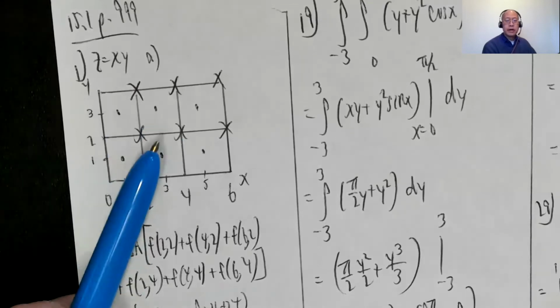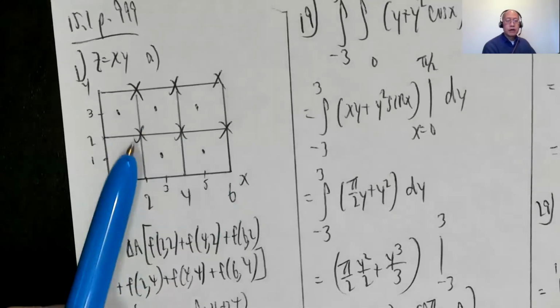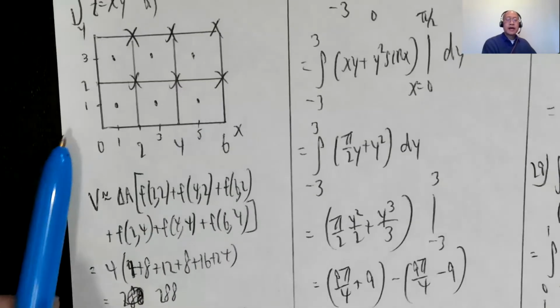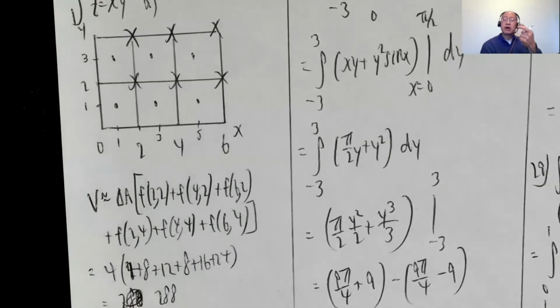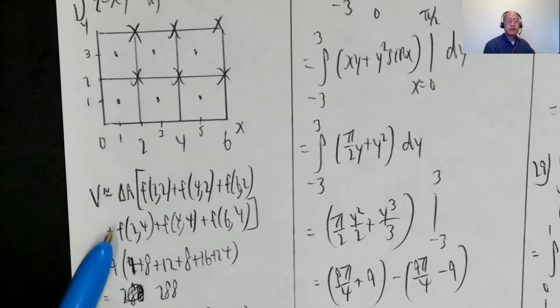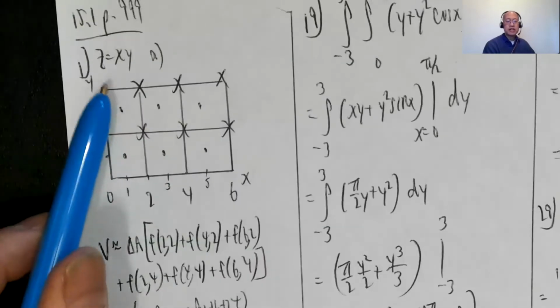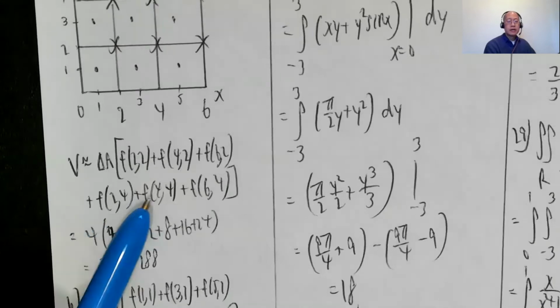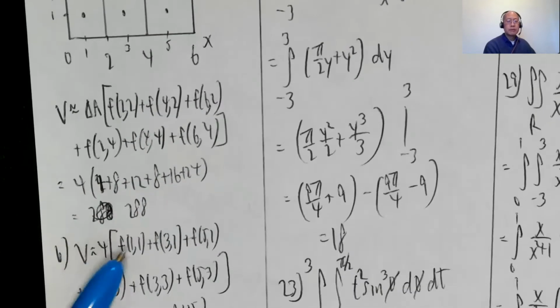So f of 2, 2, f of 4, 2, f of 6, 2, f of 2, 4, f of 4, 4, f of 6, 4. Okay, so delta A is 4. That's like delta x in Calc 1, right? So delta A is 2 by 2, 4 times, it's an easy function, it's x times y. So 4, 8, 12, 8, 16, 24, add them up, 288.